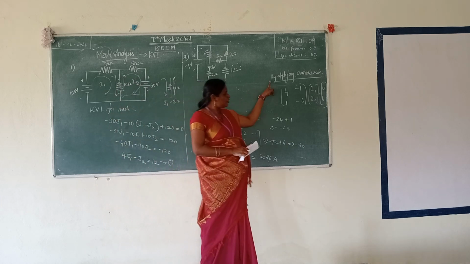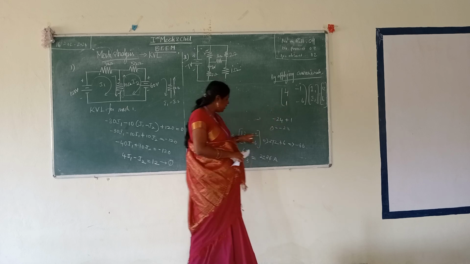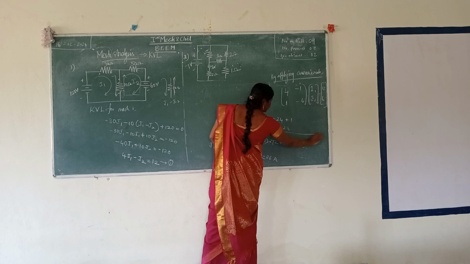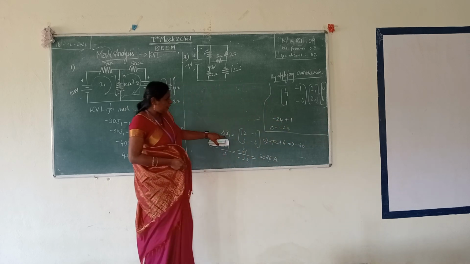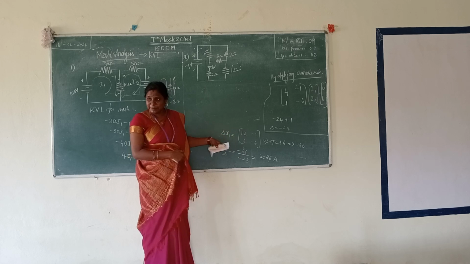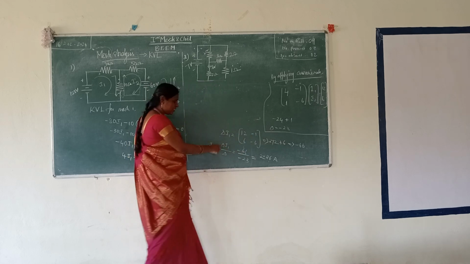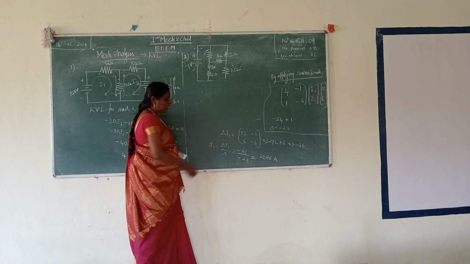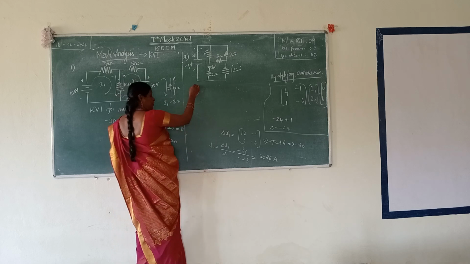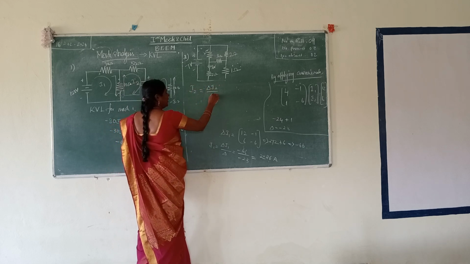See, by applying Cramer's rule, is this clear? This is the I1 value, this is the I2 value, right? When I solve it, del is minus 23. Now I am going to solve del I1, so replace the first column with 12, 6. Now multiply it, so you will get minus 66. So I1 is del I1 divided by del, which is 2.86. Suppose I want I2, that is del I2 divided by del.